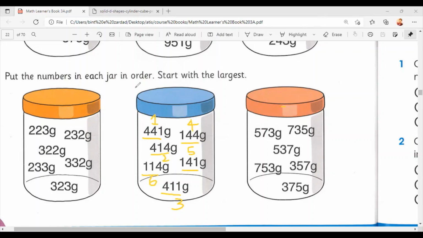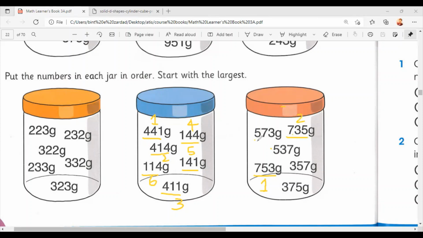Like this, we are doing this one and this one. Okay, same like this method. Just do one more. 500, 500, 700. Let's underline 700 because in this jar 700 is the biggest one. So 735 and 753. 53 is bigger, larger as compared to 35. So this is the second largest number.